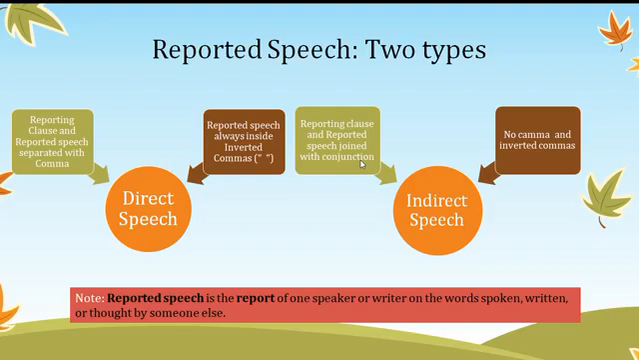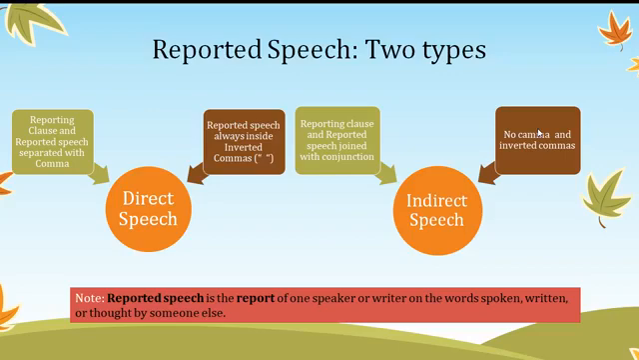Clear? And in direct speech, the reported speech is always inside the inverted commas. But here in indirect speech, there won't be any comma and any inverted commas. Try to understand. In direct speech, separated with comma, there will be inverted commas also. But in indirect speech, there won't be any commas and inverted commas. Okay, don't forget about this one. Thus, we come to understand that is the direct speech and that is the indirect speech.